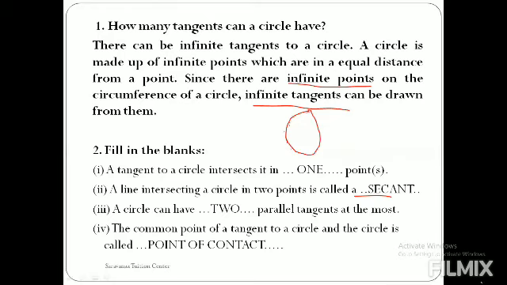The common point of a tangent to a circle and the circle is called the point of contact. The place where the tangent meets the circle, that one point, is known as the point of contact.